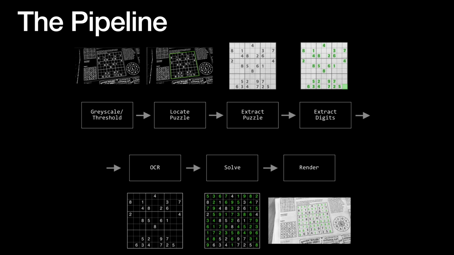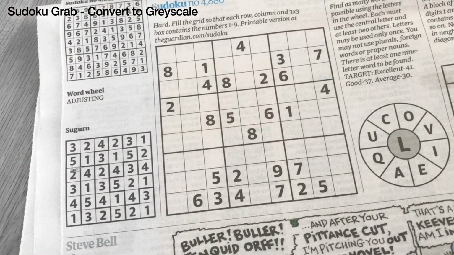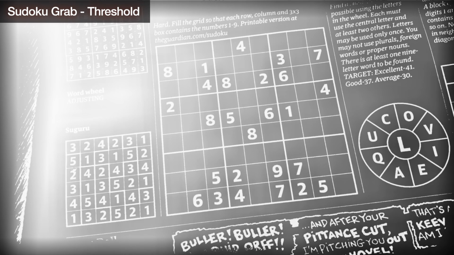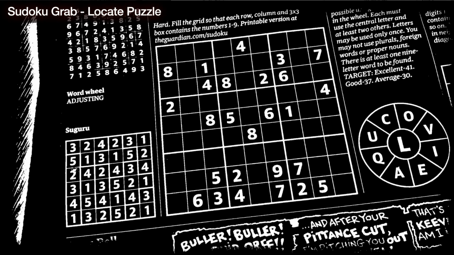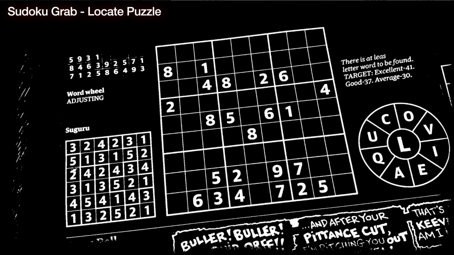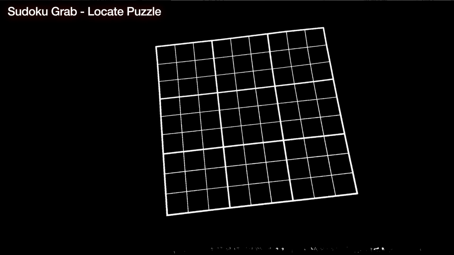Let's run through each step. We don't care about colour, so we can immediately turn our image into grayscale. And for our initial processing, we just want foreground and background pixels, so we threshold the image using adaptive thresholding. Now we can look at all the blobs in our image, and we can throw away anything that is too small, and we just want to keep the biggest object. This should be the puzzle.